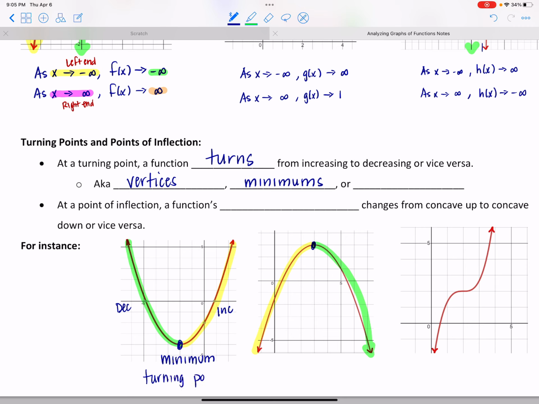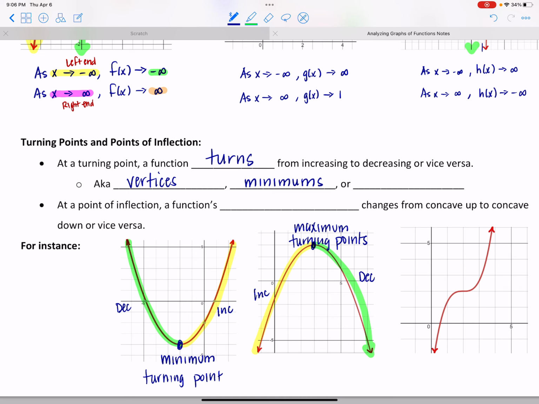But over here, when we go from increasing to decreasing, so the reverse, again, we're still changing directions, we're still turning, but this one is going to be called a maximum turning point. And again, we have different types of maximums. We have the local or relative maximums, then we have the global or absolute maximums. We'll talk more about that later.